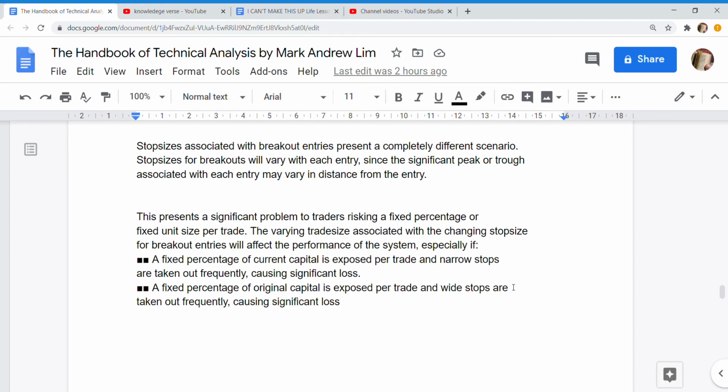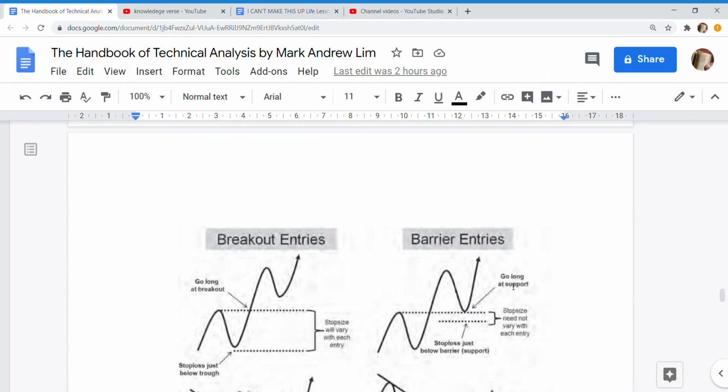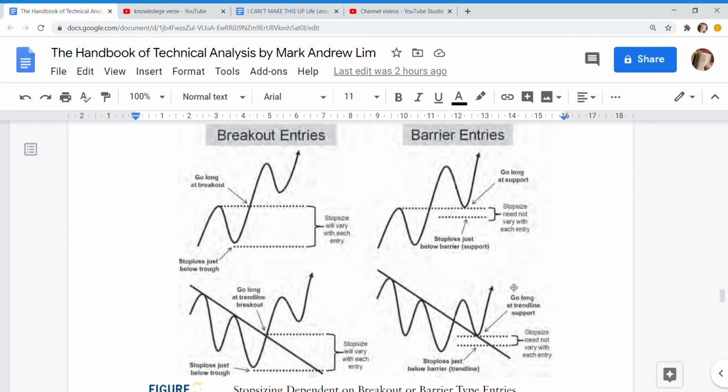The varying trade size associated with the changing stop size for breakout entries will affect the performance of the system, especially if a fixed percentage of current capital is exposed per trade and narrow stops are taken out frequently, causing significant loss. Or a fixed percentage of original capital is exposed per trade and wide stops are taken out frequently, causing significant loss. The procedure for determining the proportional trade size is as follows.